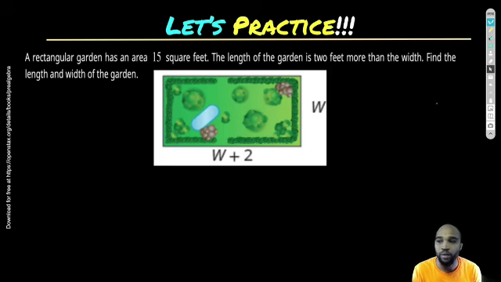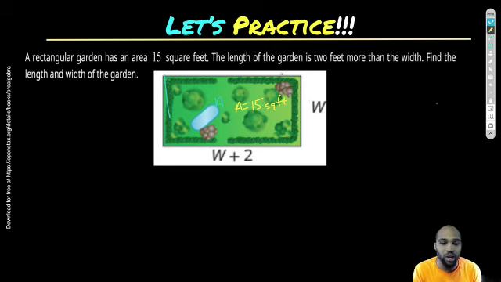All right, here's a very typical problem for dealing with quadratics. A rectangular garden has an area of 15 square feet. So this area is 15 square feet. The length of the garden is 2 feet more than W. They went ahead and set it up for you. They normally don't do that. Find the length of the width of the garden.